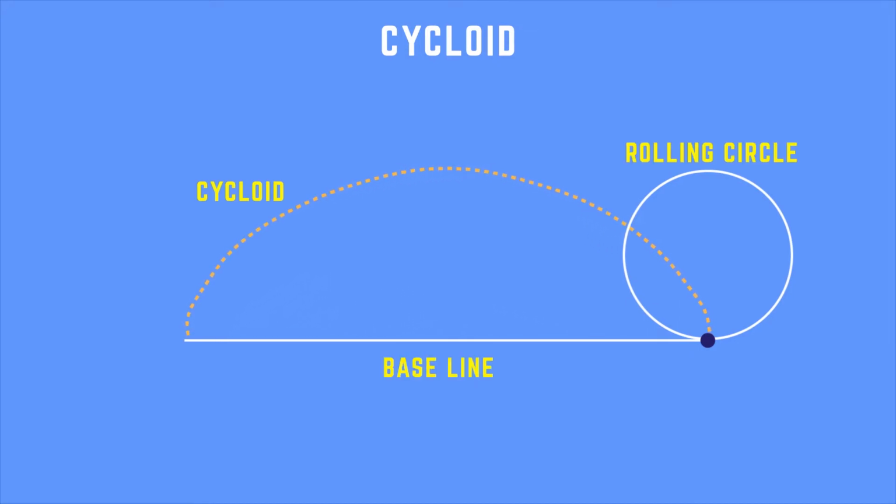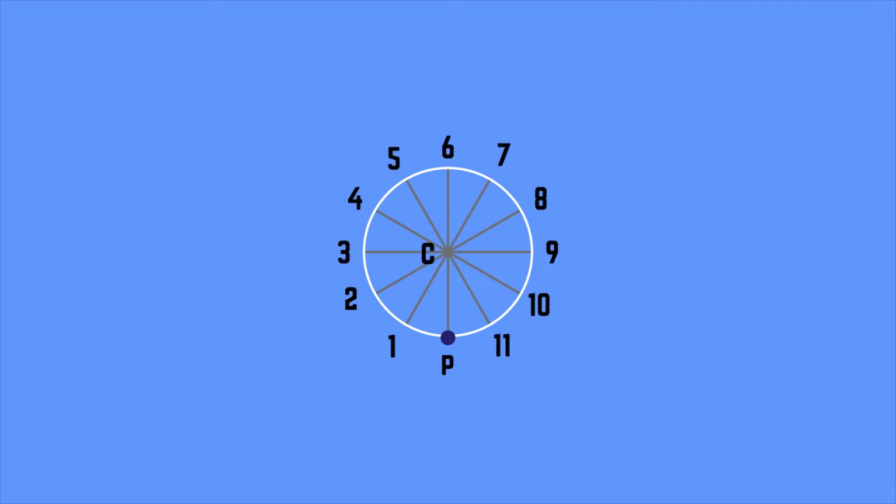Now let's draw the cycloid. Step 1. At first, draw a circle with some diameter and divide it into equal parts. I am taking 12 parts here. Now locate this point as P, and also give numbering to the remaining points along with the center C.